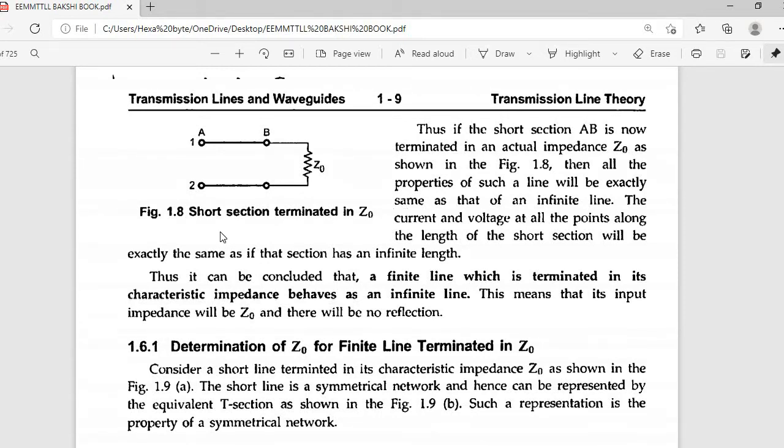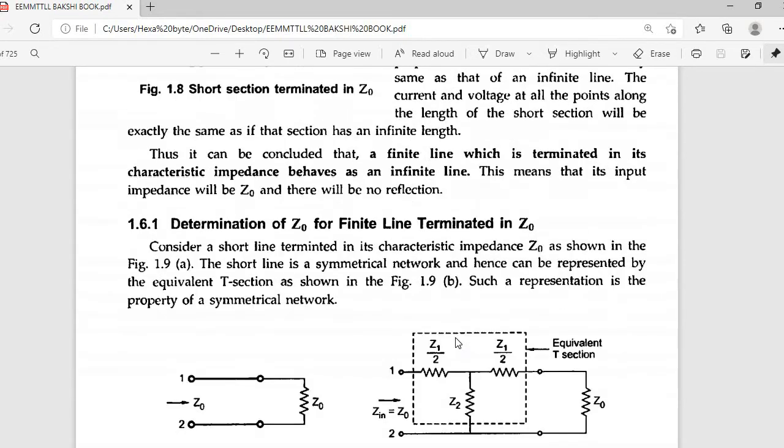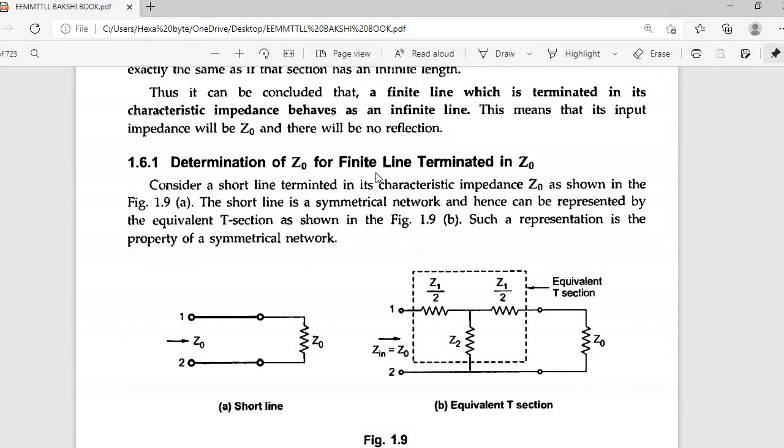We saw yesterday a short section of the transmission line, that is AB here. This top conductor, bottom conductor has Z0, the characteristic impedance, present in the short section. Determination of Z0 for a finite line terminated in Z0: consider a short line terminated in its characteristic impedance Z0 as shown in the figure.